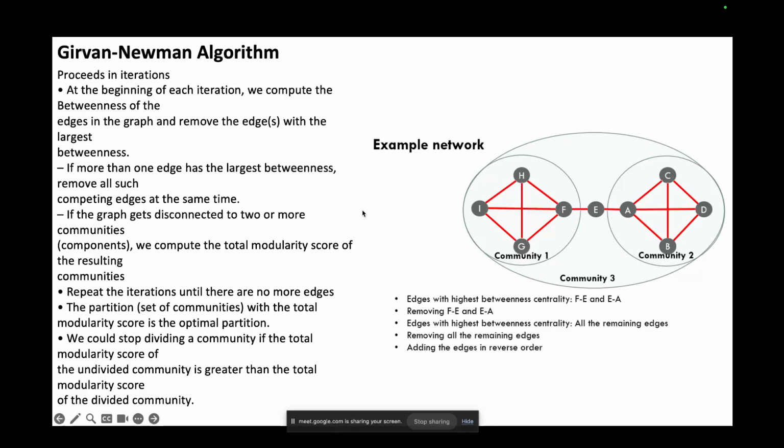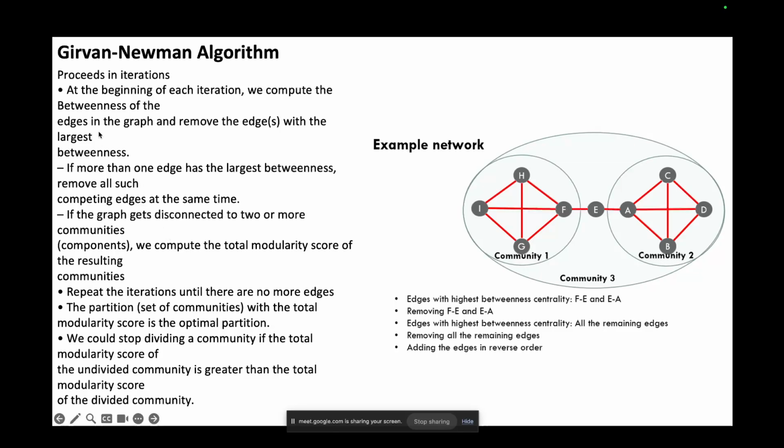So in the first iteration, what you do is calculate this betweenness centrality metric for each of the nodes. In this case, if you calculate for all these, A to, I think, I, the maximum betweenness will be for E. Now, the idea is you remove the node with the highest betweenness.